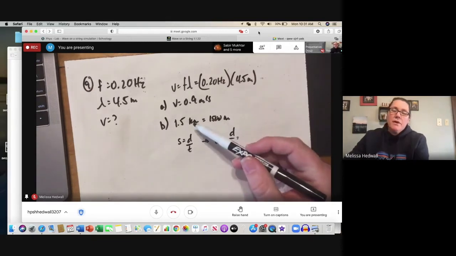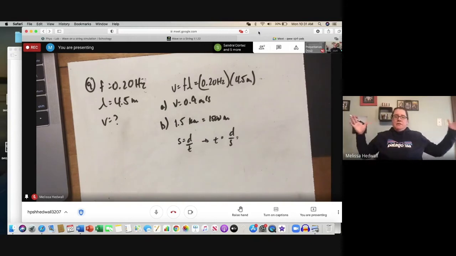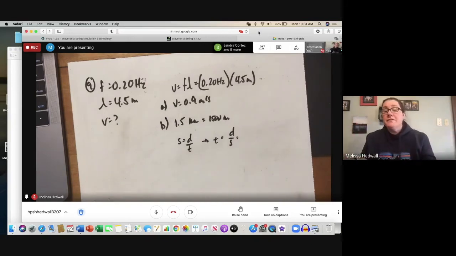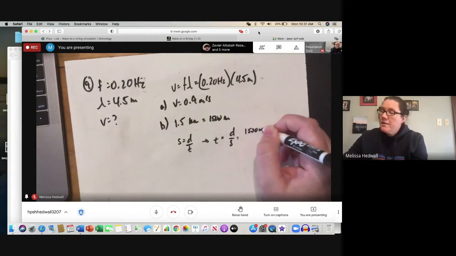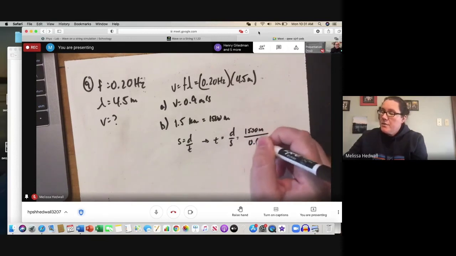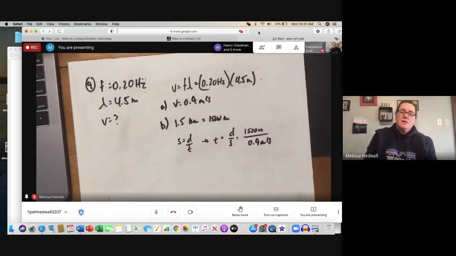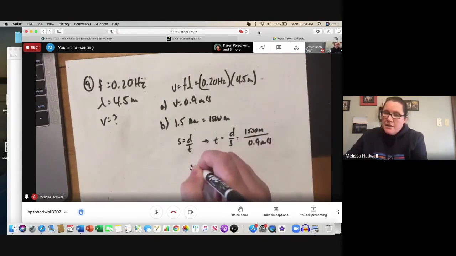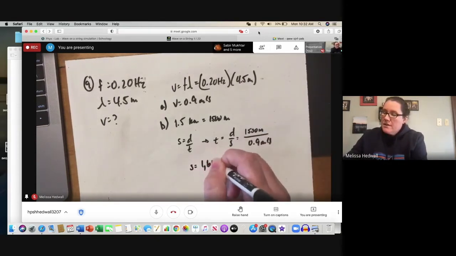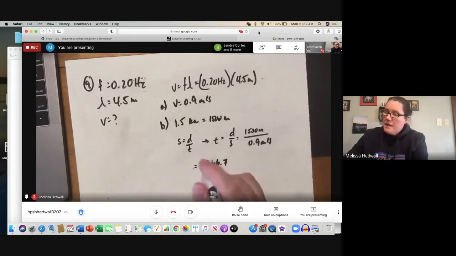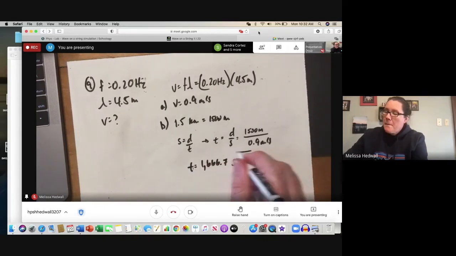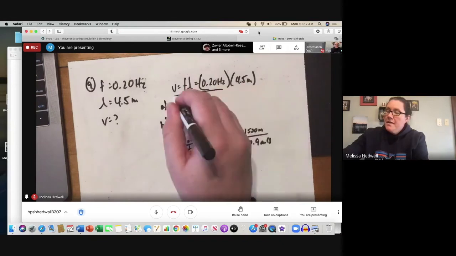And instead of saying 1.5 meters, that is only about that long. 1,500 meters is 1.5 kilometers. So we'll say 1,500 meters divided by our speed of 0.9 meters per second. So we can take 1,500 divided by 0.9, and we get 1,666.7. Sorry, time equals seconds. So that's part A and part B here.